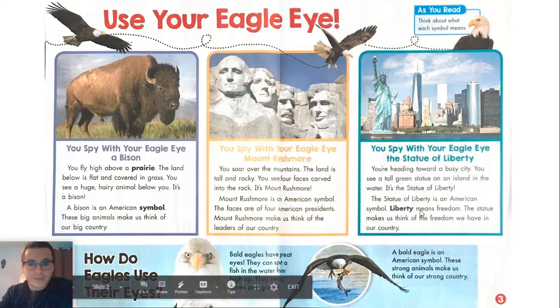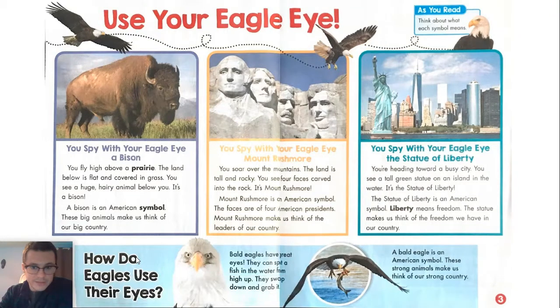Now let's look down here. How do eagles use their eyes? Bald eagles have great eyes. They can spot a fish in the water from high up. They swoop down and grab it. A bald eagle is an American symbol. These strong animals make us think of our strong country. Let's turn the page.